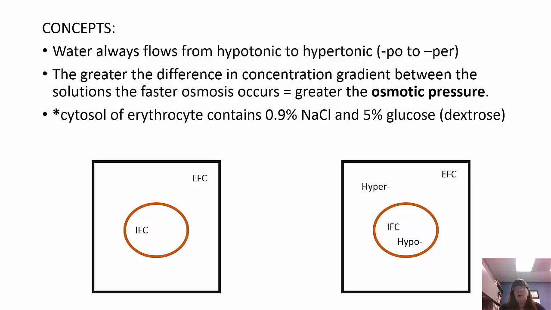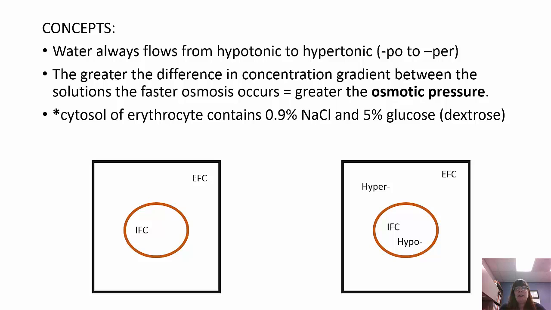So water always flows from a hypotonic environment to a hypertonic environment. The greater the difference in the concentration gradient between the solutions, the faster the osmosis will occur. And that's the case with everything. The greater the difference, the faster it happens. So this is going to increase the osmotic pressure.